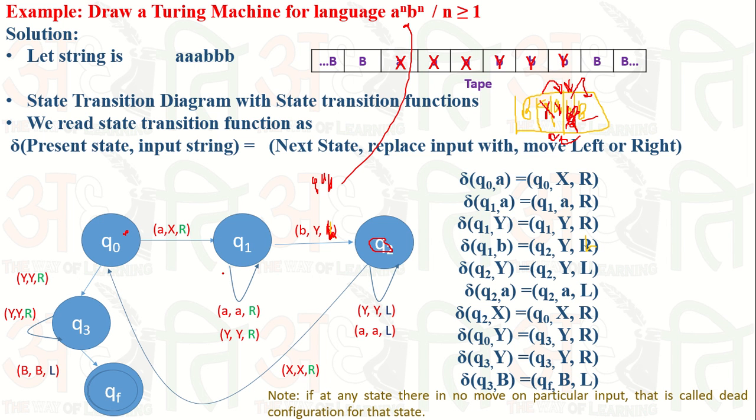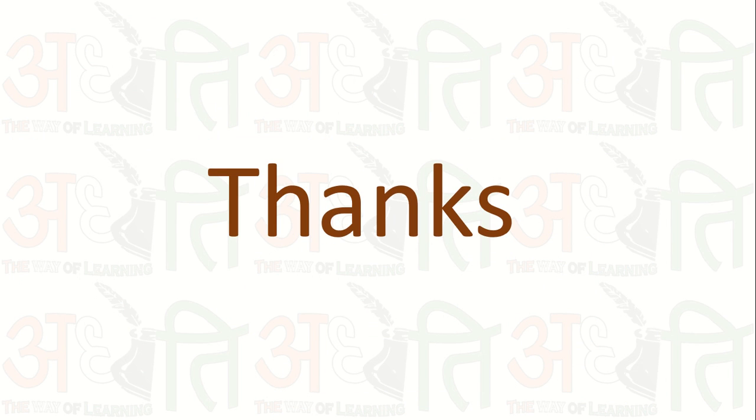But after tracing the whole string, if you reach the final state, then the string is acceptable and is present in this particular language. So this was an example of a Turing machine. I hope you understood all the concepts.